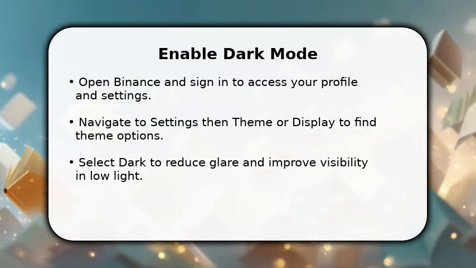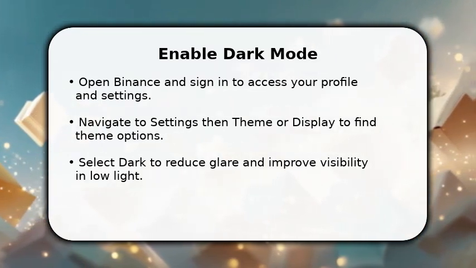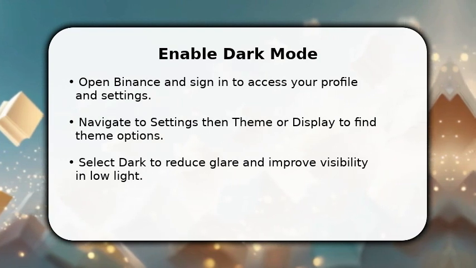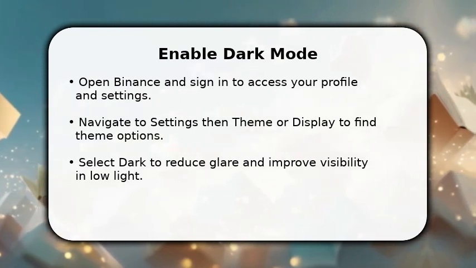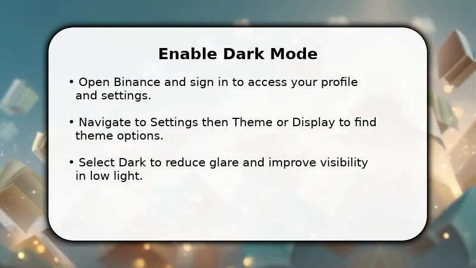In this video, I will show how to make Binance Dark Mode updated. Open the Binance app or website and sign in. From your profile, go to Settings, then Theme or Display. Choose Dark to enable low-light colors across all screens.